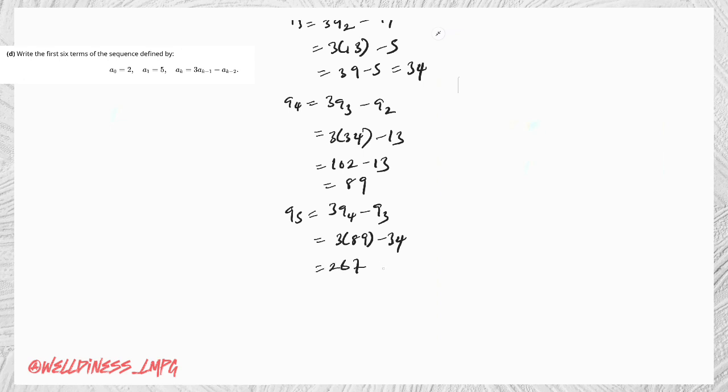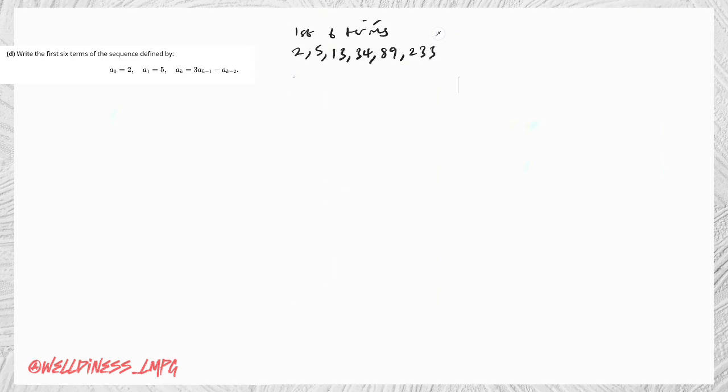Now to get our A5, all you have to do is substitute 5 everywhere you find your K. So that will give you 3A(5 minus 1), which will give you 4, and A(5 minus 2) will give you 3. So that's 3A4 minus A3. And we know our A4 is 89. So 3 times 89 will give you 267 minus 34, which will give you 233. So our first 6 terms are 2, 5, 13, 34, 89, and 233.